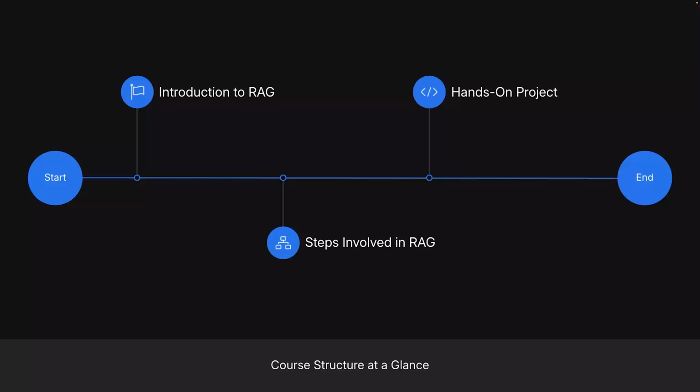Here is how the course is structured. We start with an introduction to RAG, where we build the foundational understanding of what a RAG system is and why it matters. We then move into the core module, steps involved in RAG, where we go deep into every component of the retrieval pipeline one by one. And finally, we end with a hands-on project, where you will put everything together and build a real working RAG system from scratch.